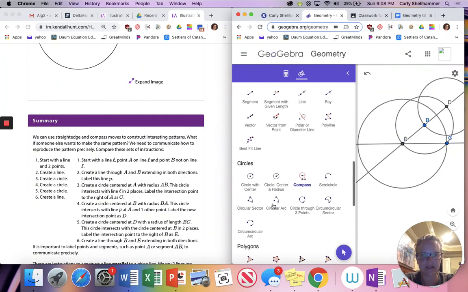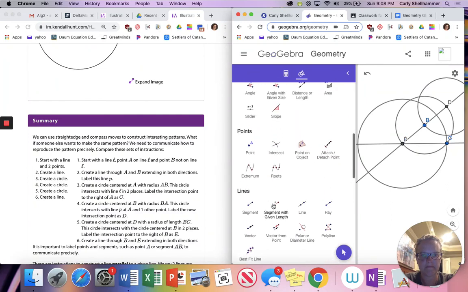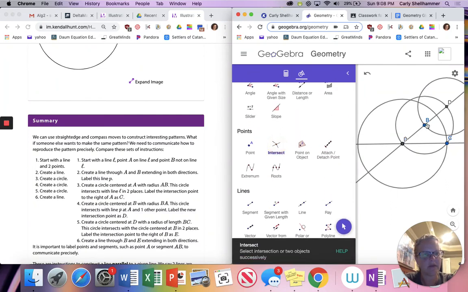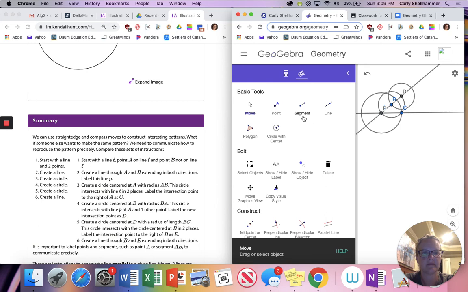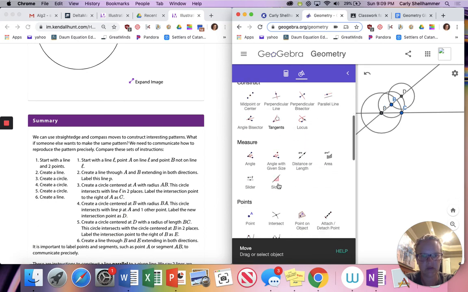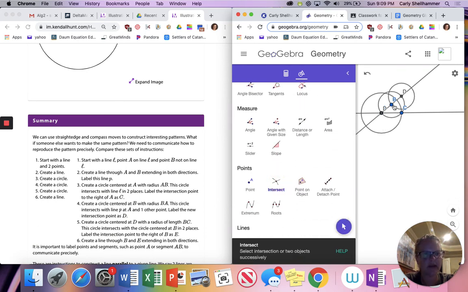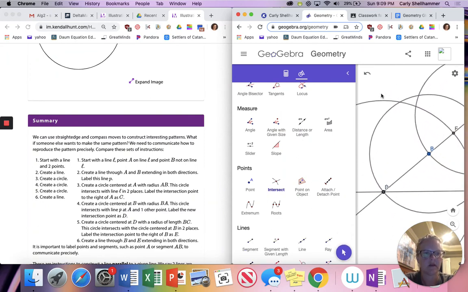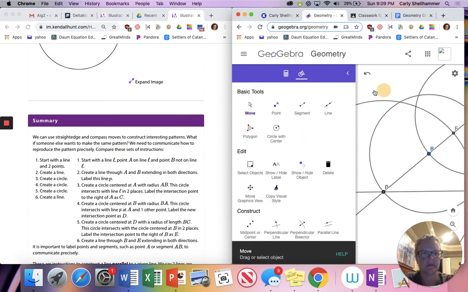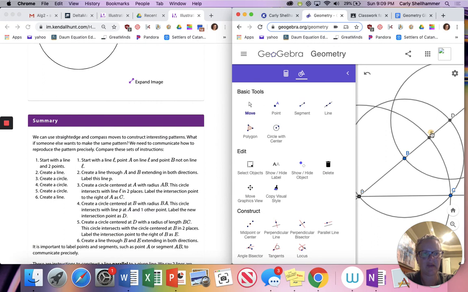I'm finding my intersection tool. To the right of B as E. To the right of B. I think right there. So that one right there is supposed to be E.